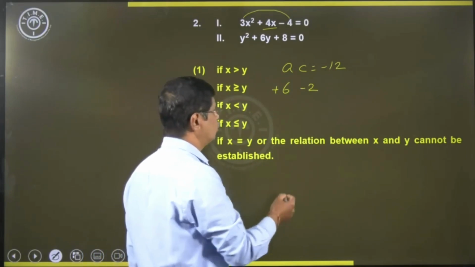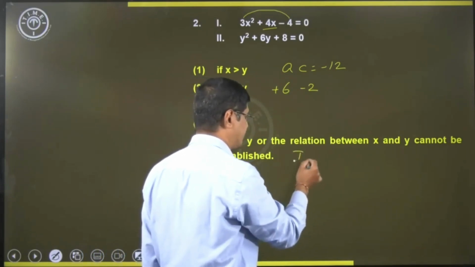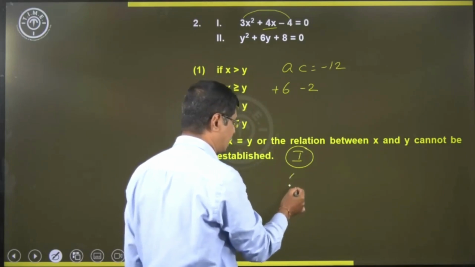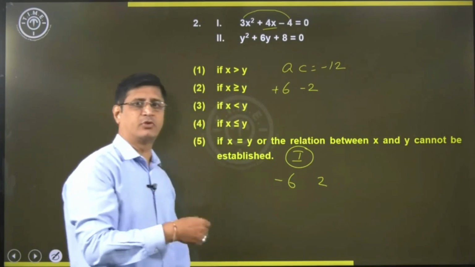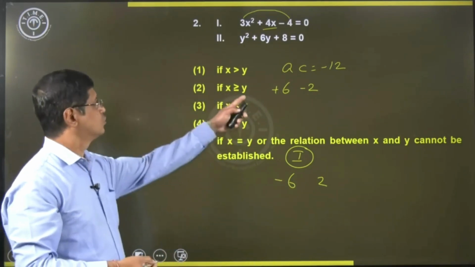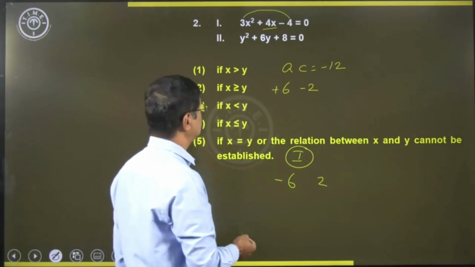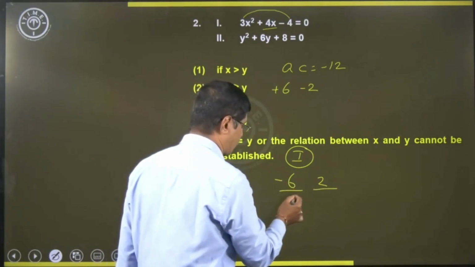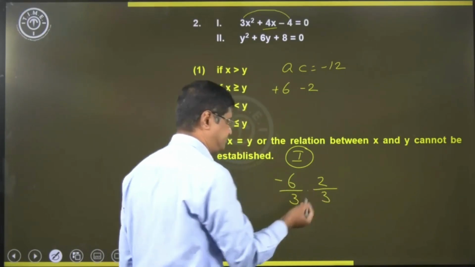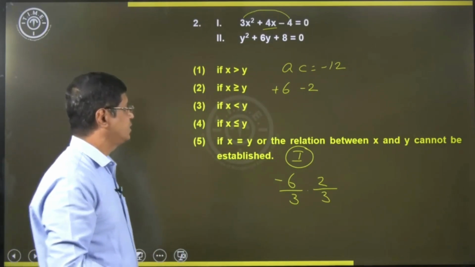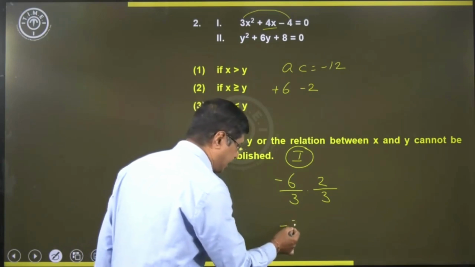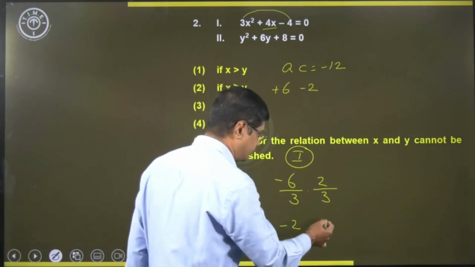Means the roots of the first quadratic equation. The roots of the quadratic equation are, the numbers are same with the opposite sign. So plus will become minus, minus will become plus. So -6 plus 2 by coefficient of x square, that is 3. Okay. Now -6 by 3, 2 by 3. Simplify. -2 and here 2 by 3.